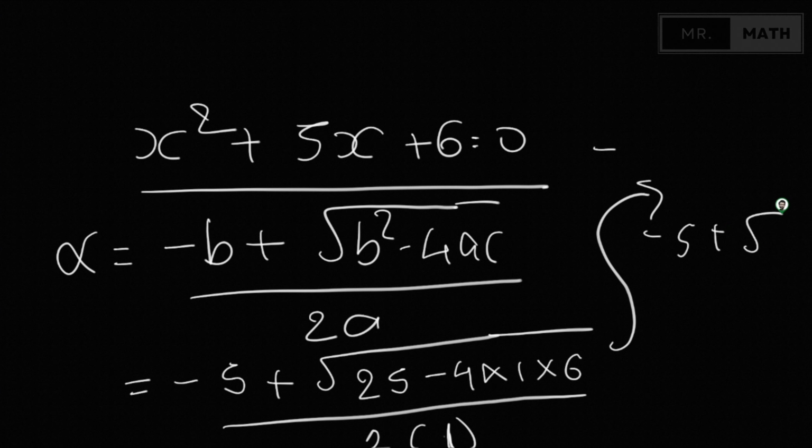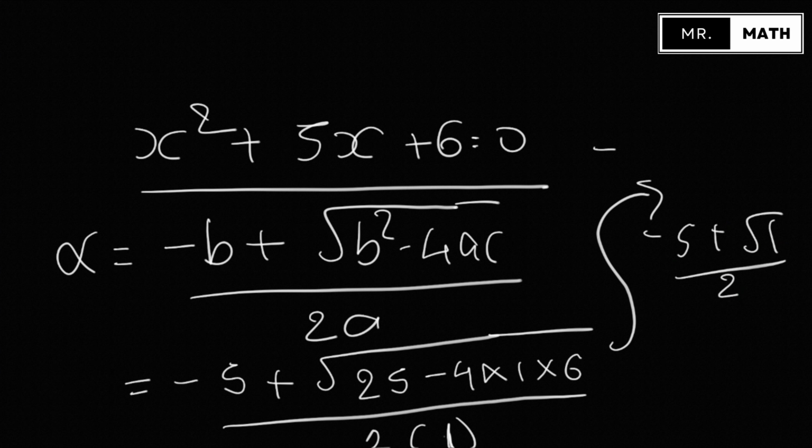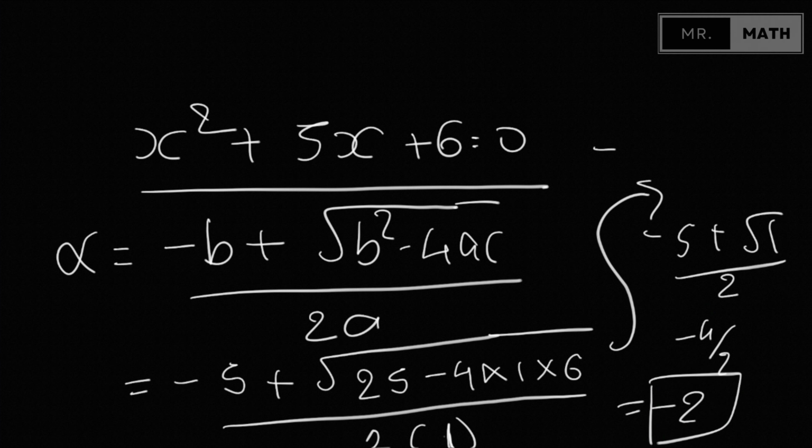-5 plus √1 is coming, divided by 2. So -5 plus √1, which is -4, by 2, which is -2. So one root has come, correct. So alpha is -2.